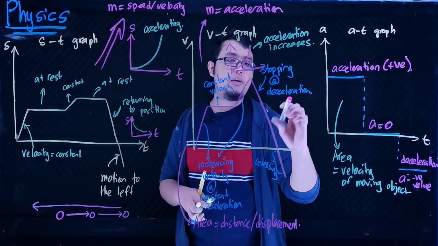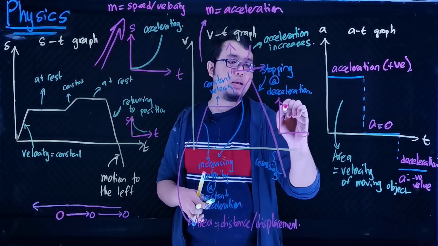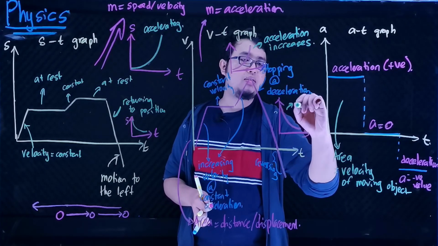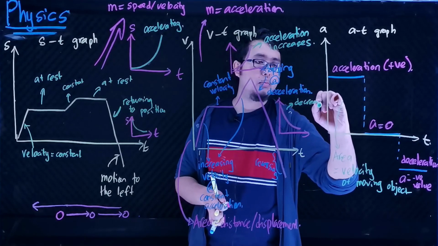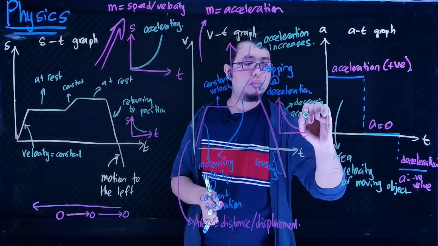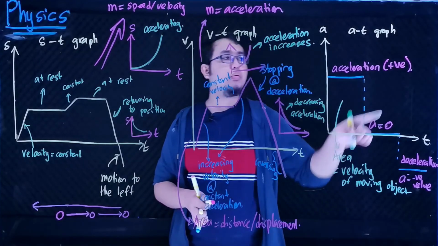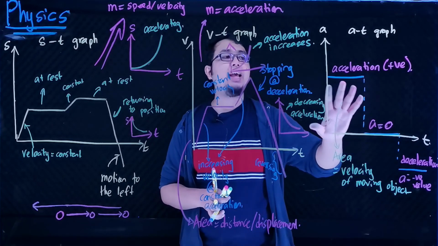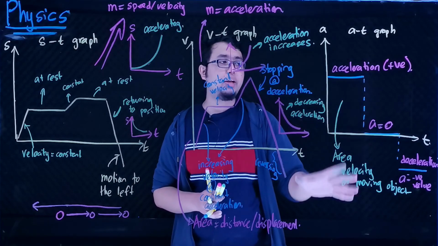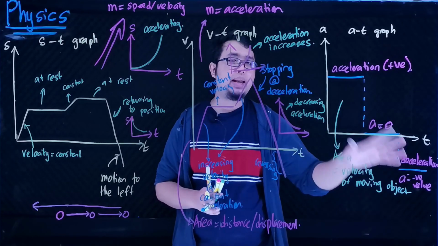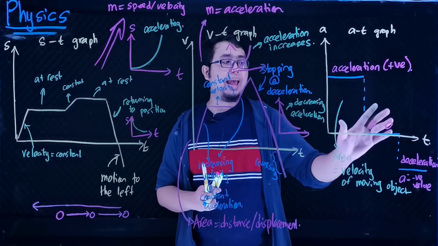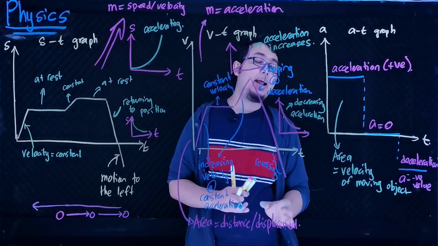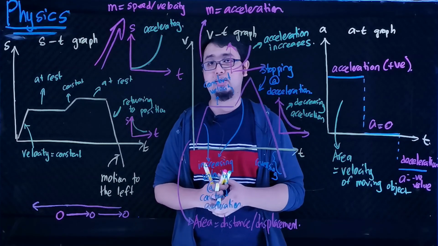And finally, if your graph is something like this, this is what we call decreasing acceleration. Now, just a mental note, for the acceleration time graph, if the acceleration of an object is 0, it does not imply that the object is at rest, because acceleration only involves velocity. If your object is at rest, your acceleration is actually non-existent.